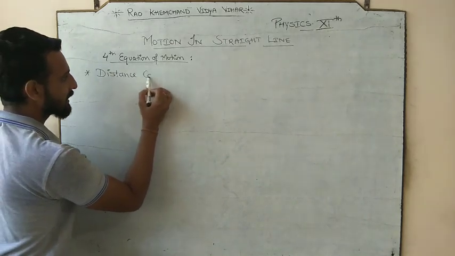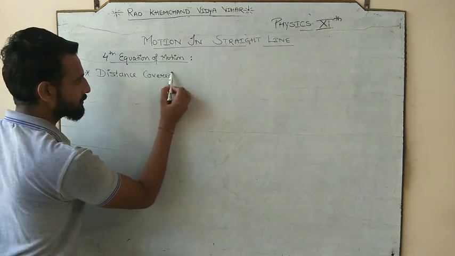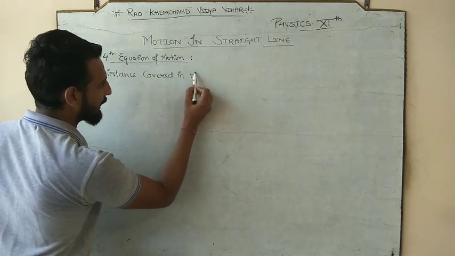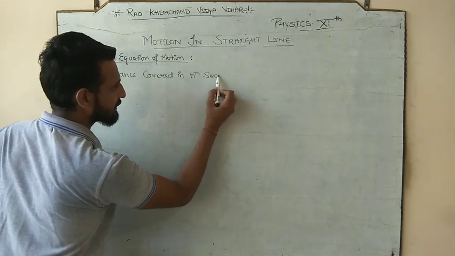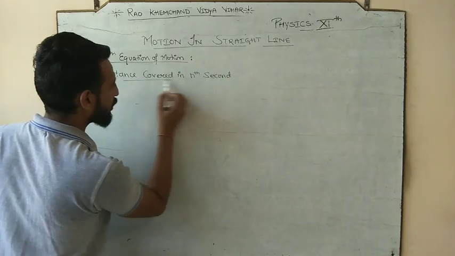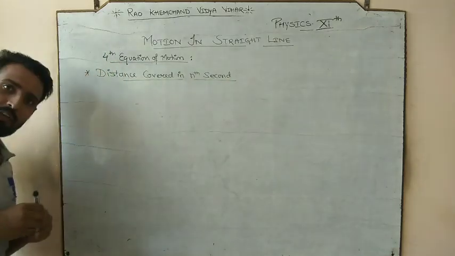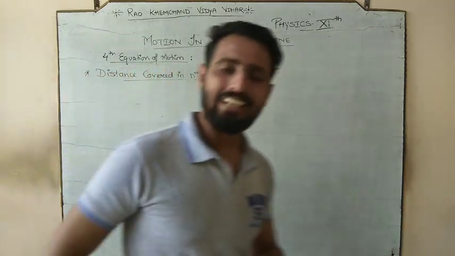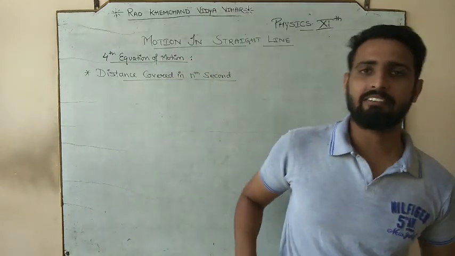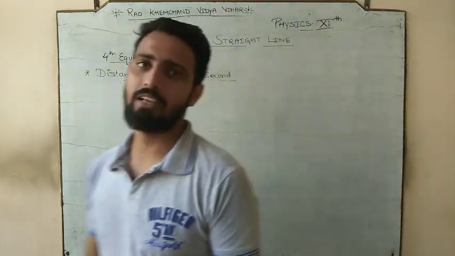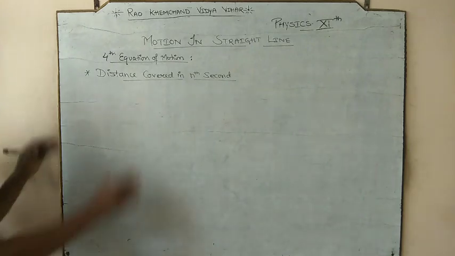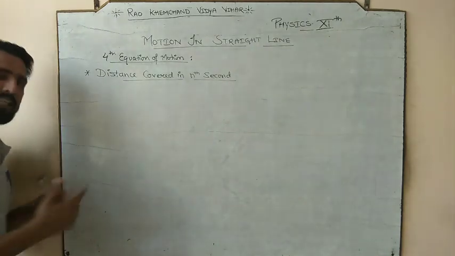The fourth equation of motion, we particularly call this distance covered in nth second. So this fourth equation of motion has its particular name, and we call this distance covered in nth second. So first of all, try to understand what is the meaning of that.